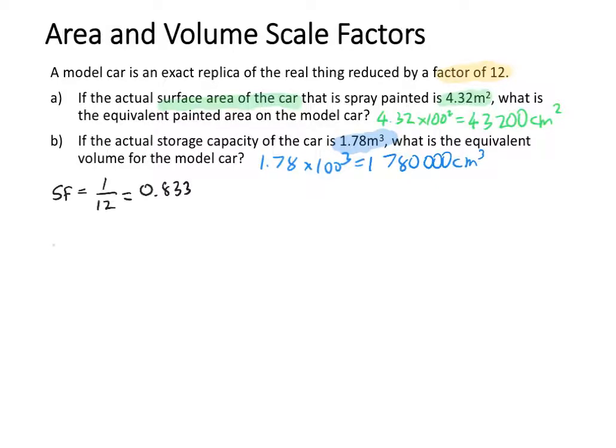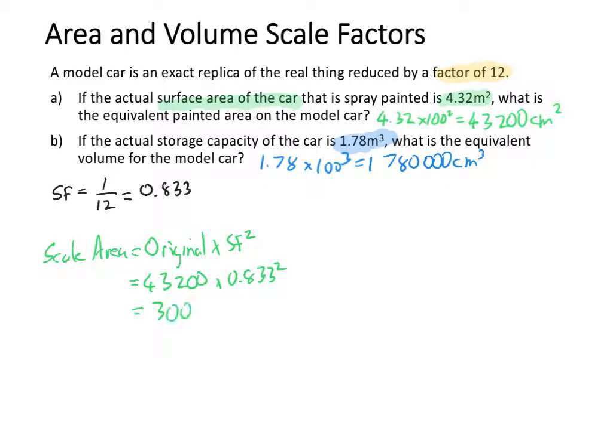To calculate the scaled area for part A, it is going to be the original area times the scale factor squared. So that is going to equal 43,200, because I need to use the centimeters squared value, times 0.0833 squared, and that is going to equal 300 centimeters squared. So the surface area of the model car is going to be 300 centimeters squared.